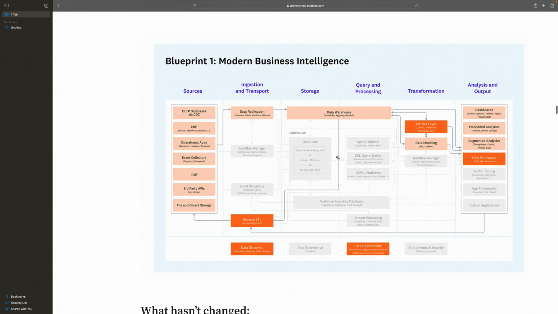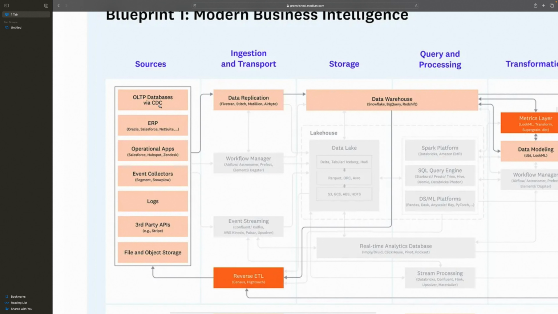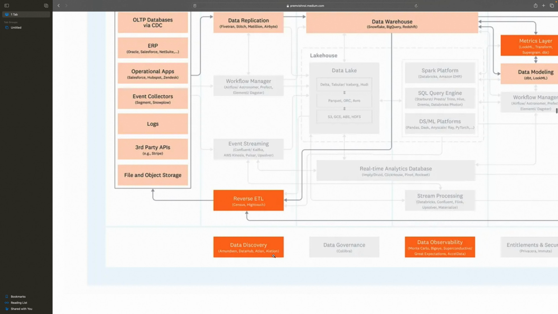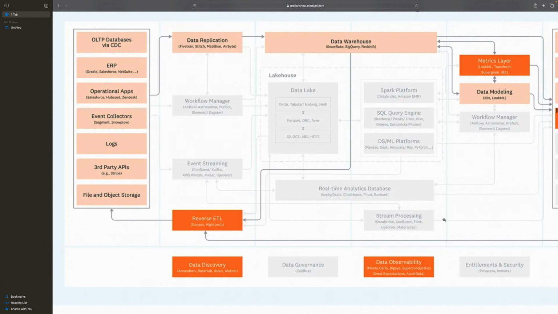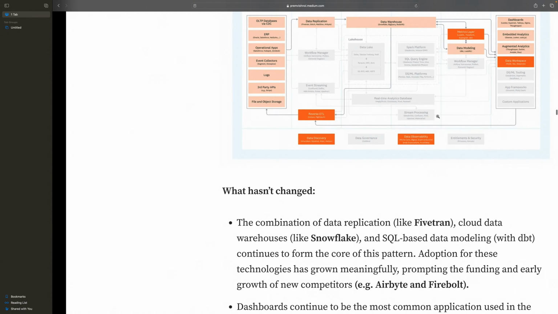So this is how the modern business intelligence pattern looks, if you see here. Sources: OLTP databases via CDC, ERP, operational apps, event and collaboration logs. This is the same. Data replication is also the same, and then reverse ETL is new, and the data warehouse, and they have data discovery, data observability, metrics layers, and data workspaces.